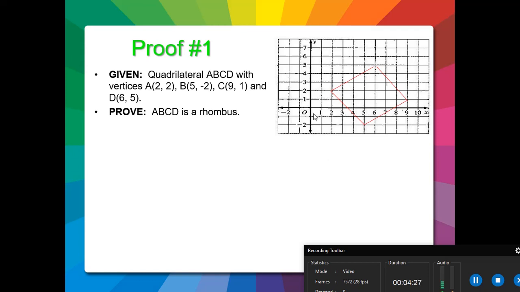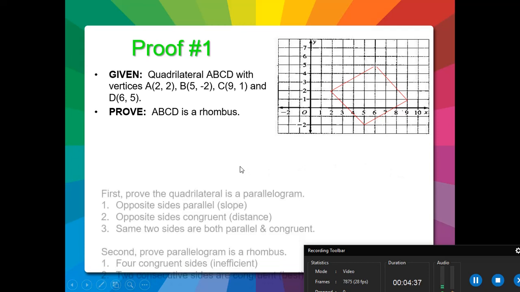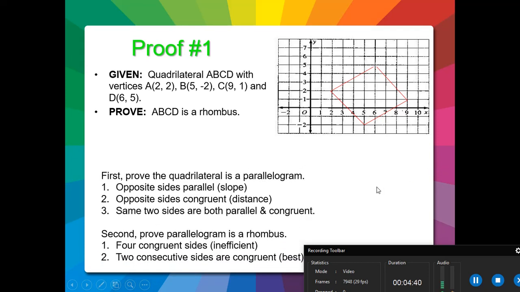So there's the quadrilateral. We have to prove that it's a rhombus. Now I'm going to bring up some information. You don't necessarily have to write this down, but this is what you need to be thinking about when you're approached with these. Back in our quadrilateral unit, we said to go from a generic quadrilateral, we need to go to a parallelogram first. Working in the coordinate plane gives us 3 options to prove that it's a parallelogram.